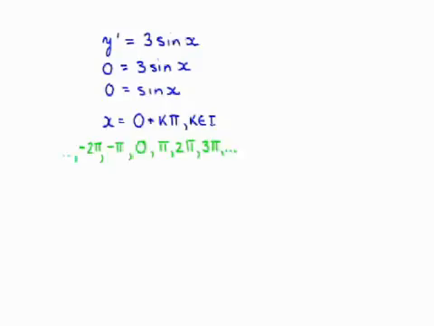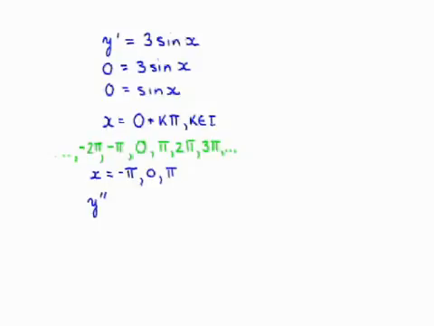Now, we have to remember that we've been given a restriction in the domain, that our x values are to be between negative pi and positive pi, including those two values. So when I consider that, there are only three possible values for x: x equals negative pi, 0, and positive pi. We have to determine which of those critical points are extrema and then distinguish the minima from the maxima. I do that using my second derivative.